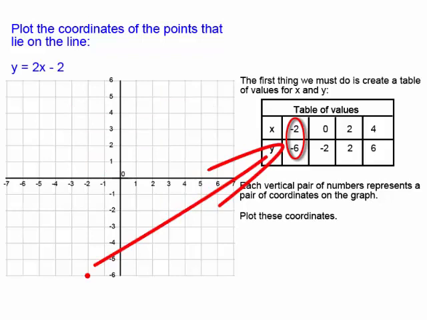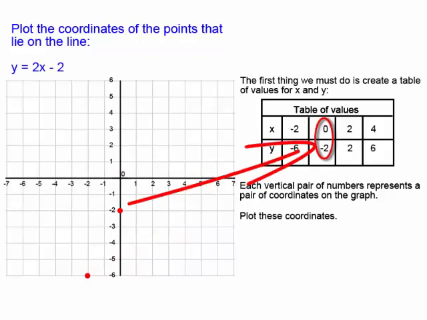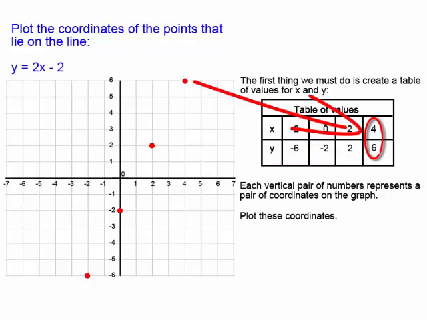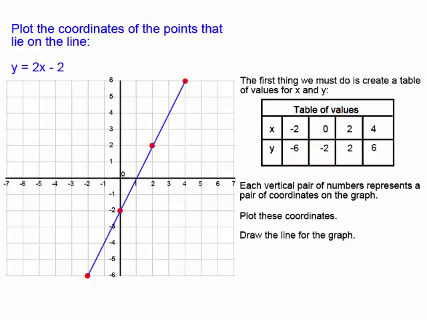The coordinates minus 2, minus 6 are here. The coordinates 0, minus 2 are here. The coordinates 2, 2 are here. And the remaining coordinates are here. Once we have plotted the coordinates, we draw a straight line linking them all together. And this line is the graph for the equation y equals 2x minus 2. And our last step is to label the graph with this equation.